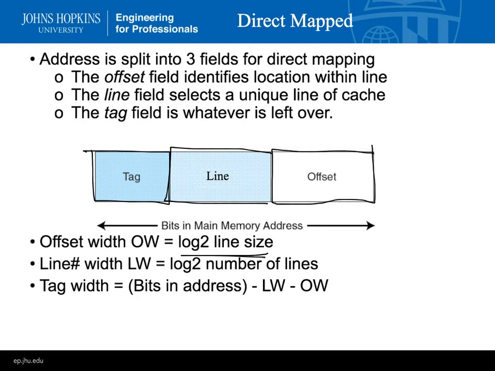Okay, so we get an address we want to go to. We're going to calculate the line number in the cache that it should be at. We go to that line number, look at the tag, see if the tag matches. If it does, it's a hit. If it doesn't, it's a miss.